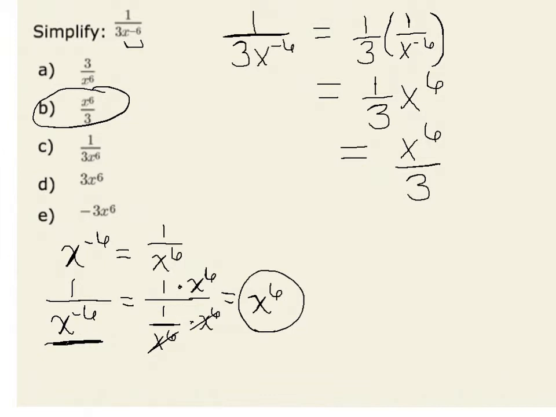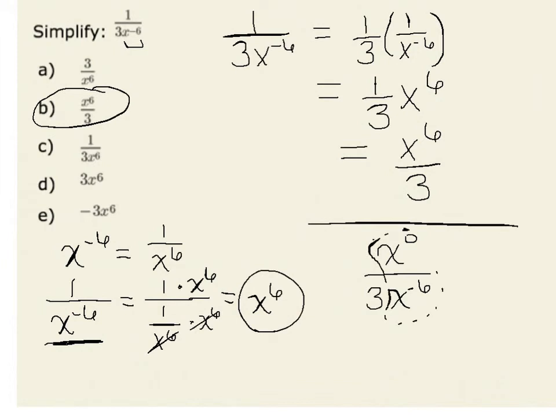A final way that we could look at this is recognizing that x to the 0 is equal to 1. Therefore, our expression to start with would have been the same as x to the 0, which is 1, all over 3x to the negative 6th. Now I could use my quotient rule. I have the same base raised to an exponent, and since I'm dividing those bases, I would subtract their exponents.